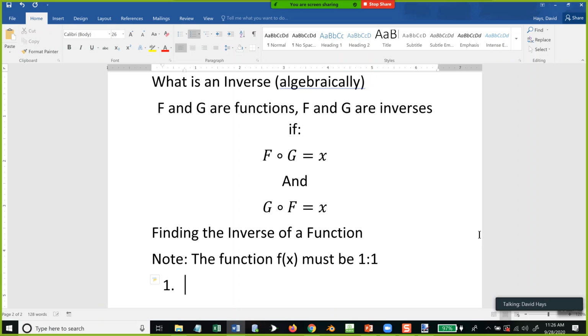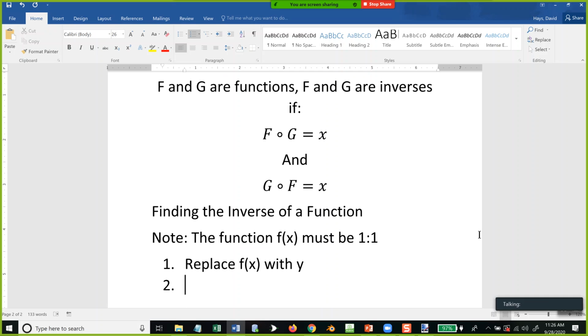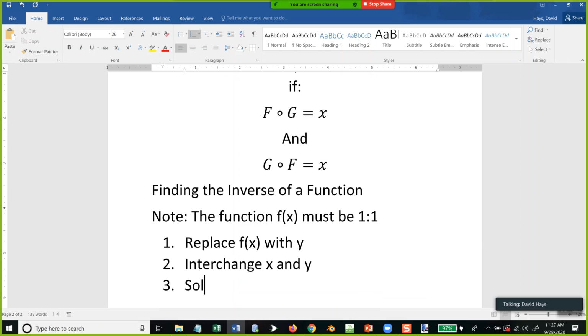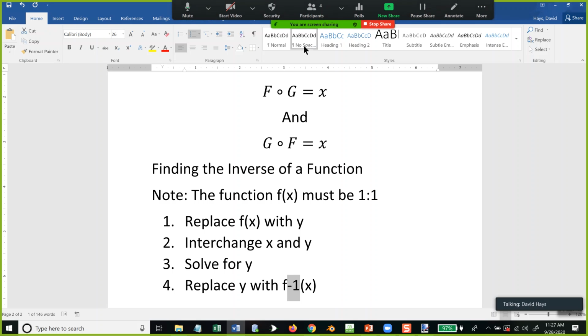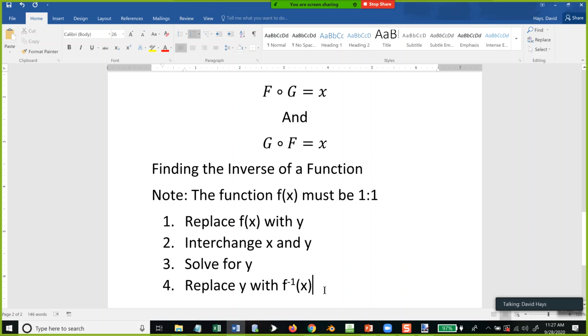Step 1. Replace f of x with y. Step 2, interchange x and y. Swap them. Step 3, solve for y. Step 4, replace y with our inverse notation. The inverse notation looks like f to the -1 power. That's not the -1 power. That's our inverse notation. How you read that is that says the inverse of f of x.